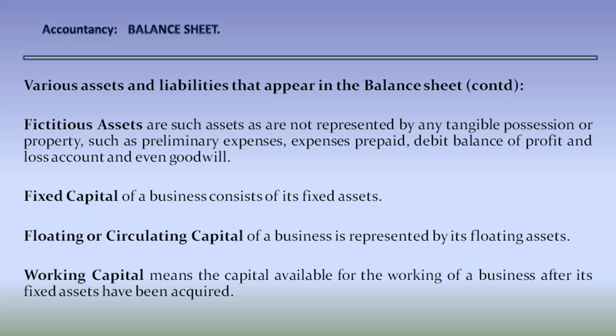Fictitious assets are such assets as are not represented by any tangible possession or property, such as preliminary expenses, expenses prepaid, debit balance of profit and loss account, and even goodwill. Fixed capital of a business consists of its fixed assets. Floating or circulating capital of a business is represented by its floating assets. Working capital means the capital available for the working of a business after its fixed assets have been acquired.